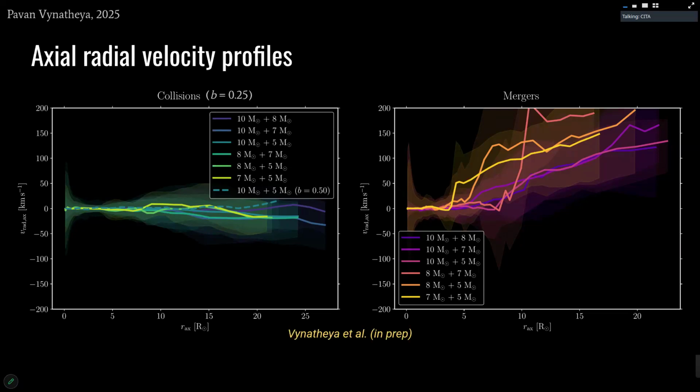The merger products are also more extended along the midplane as well, so they're more disky in that sense, but they don't have radial velocity outwards.